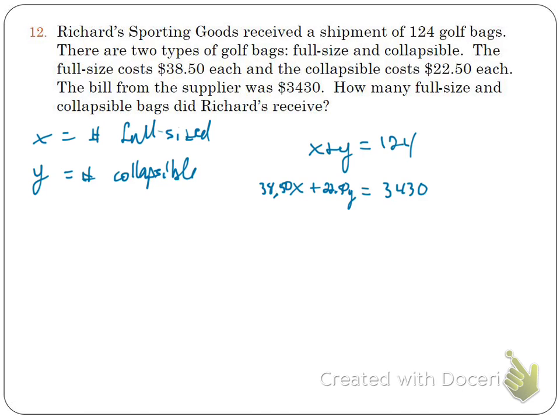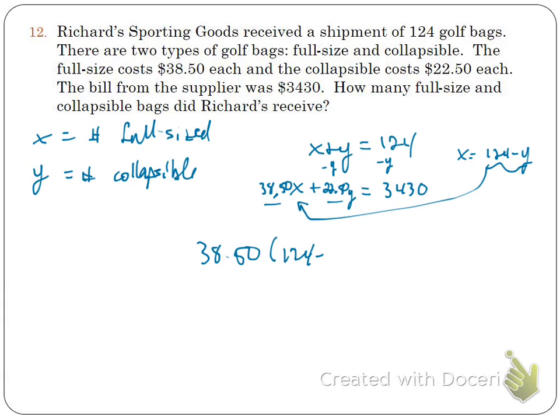So, I said before, I like to use elimination, but my coefficients here are decimals, and that becomes a little tricky. I certainly could multiply the top equation by negative 22.50, but that is a little bit weird. So, I'm going to go ahead and use substitution here. I'm going to subtract y in this first equation, get x equals 124 minus y, and then substitute that in for the x right there. So we get 38.50 times 124 minus y plus 22.50y equals 3,430.